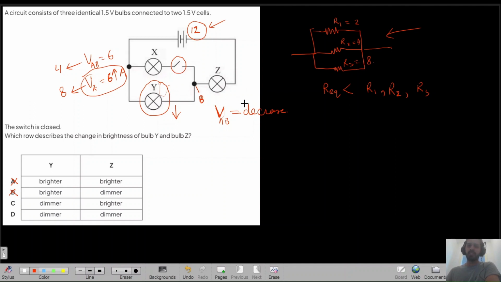Because Kirchhoff's second rule says that the sum of all the voltage rises plus voltage drops in a closed circuit must be zero, right? So 12 volts here, this is, let's say, plus 12 volts if we are crossing the cell in this direction. So these 12 volts must drop before reaching this point if we go around the circuit. So that means that voltage across Z is increasing. That means that the brightness of Z will also increase. So that means that the correct option is option C.